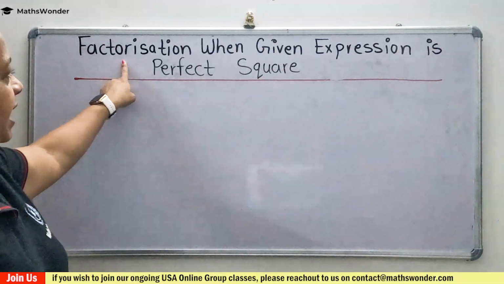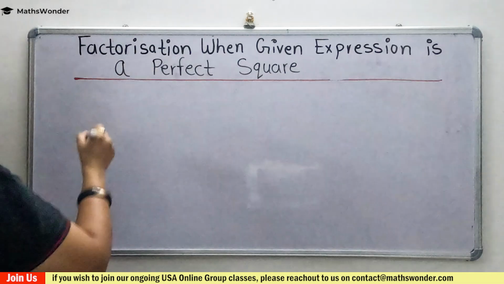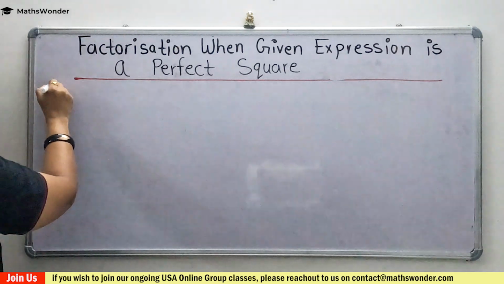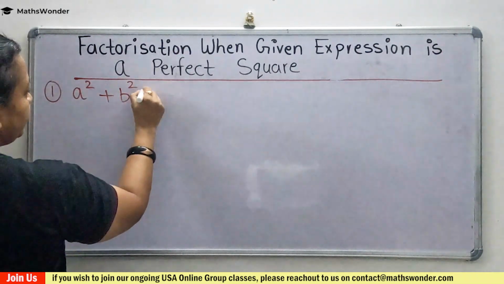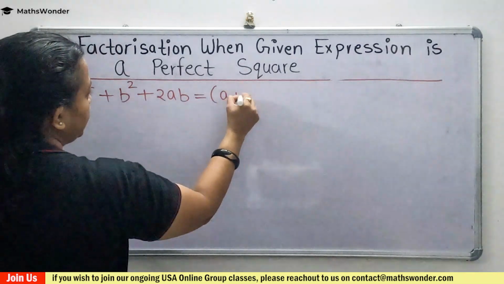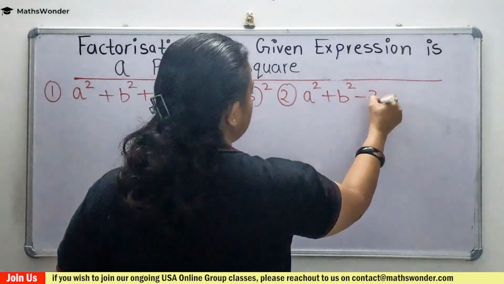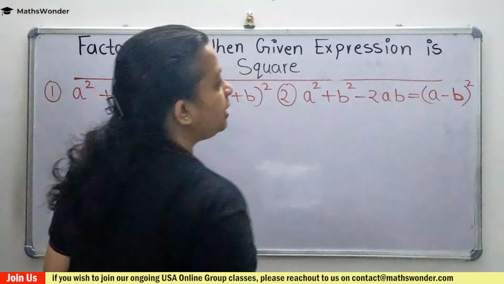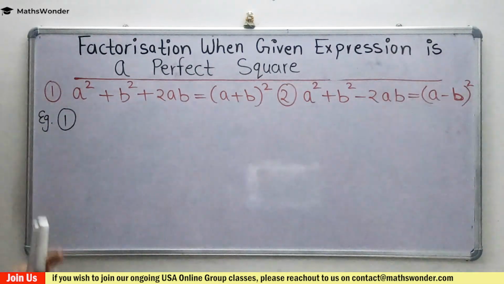So now the next topic is factorization when the given expression is a perfect square. In this format, you should know the identities, first and second. We already learned them. Now I am writing them again. Your question is converted into this form. a square plus b square plus 2ab will give (a plus b) whole square. What was your second identity? a square plus b square minus 2ab is (a minus b) whole square. Remember, identities number 1 and 2 we have already done. Now come to the questions, then you will understand how you will apply these identities.